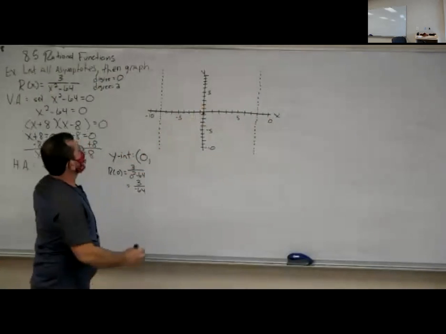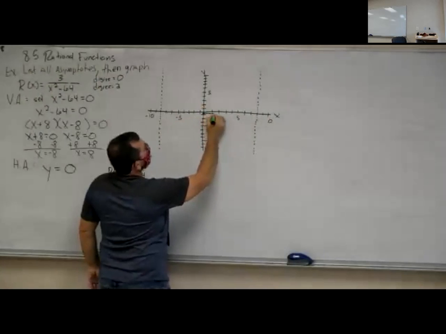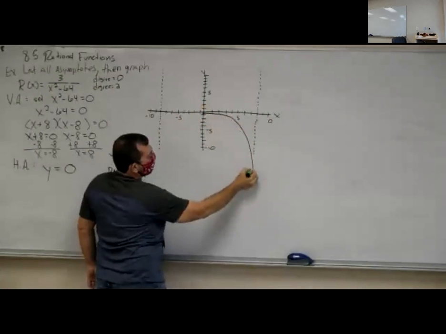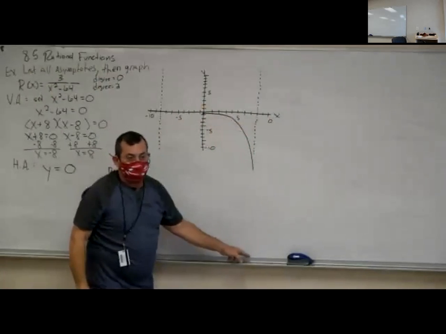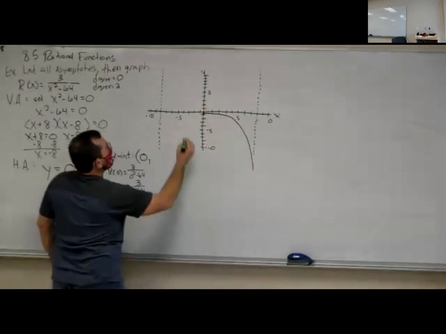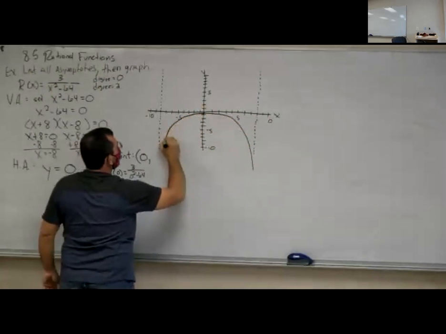Now, from this side, you're going to approach this vertical asymptote. This will keep going forever towards negative infinity, but it's never going to cross that dotted line, okay? Now, this side is going to do the same thing. It's going to come down.